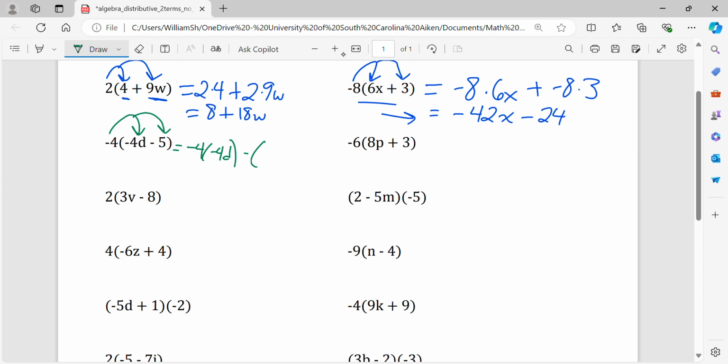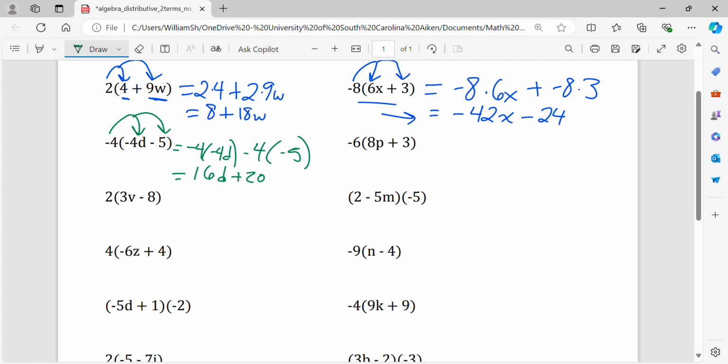here's where we want to keep up with the negative, okay? So here I'm going to do negative 4, just to stay consistent, times negative 5. Now, what you should see here is I have a minus, a negative in two negatives multiplied in both situations. Negative 4 times negative 4 is going to give you a positive 16d, and negative 4 times negative 5 is going to give you a positive 20.